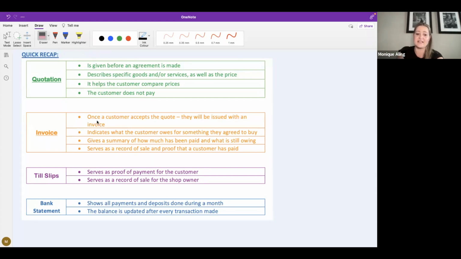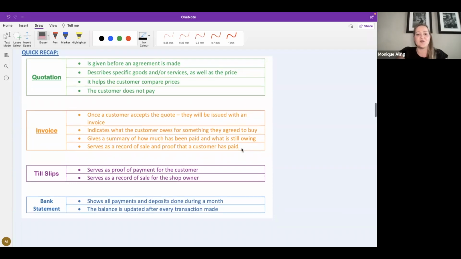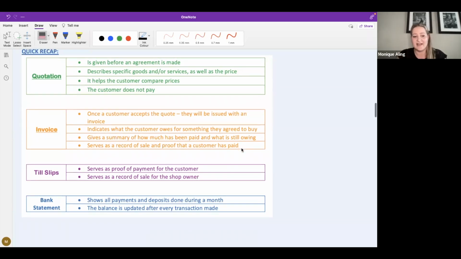Once a customer accepts the quote, you're issued with an invoice. It indicates what the customer owes for something they agreed to buy. It gives a summary of how much has been paid and what is still owing. So you can pay an invoice over a few months and they'll just update the invoice and let you know every month how much you still owe. It serves as a record of sale and proof that a customer has paid. So quotations and invoices work hand in hand.